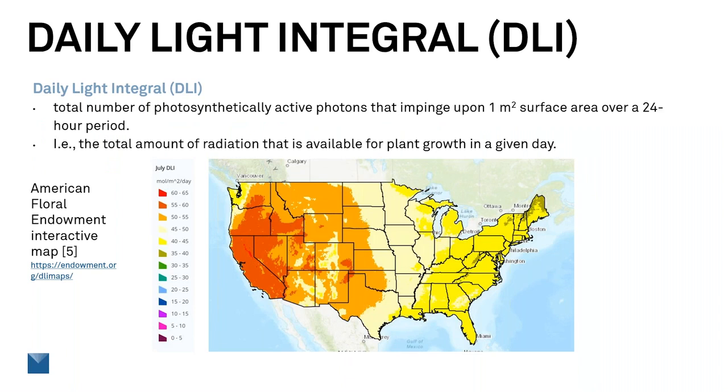Daily light integral, or DLI, is the amount of sunlight or energy that is available over a 24-hour period. For example, summers here in the Northern Hemisphere will give you more energy than in the wintertime. This map on the slide is from the American Floral Endowment and shows the average amount of energy given to an area over the month of July. As you can see, California gets the most, which we would expect. And here in Pullman, we get enough.